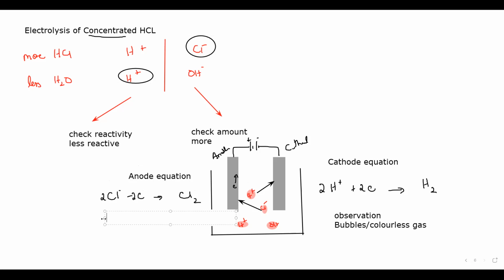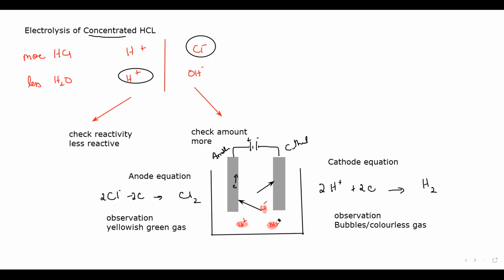Again, the observation: whenever you have a chlorine molecule, what is the observation? It will be a yellowish green gas. So a yellowish green gas is there at the anode.